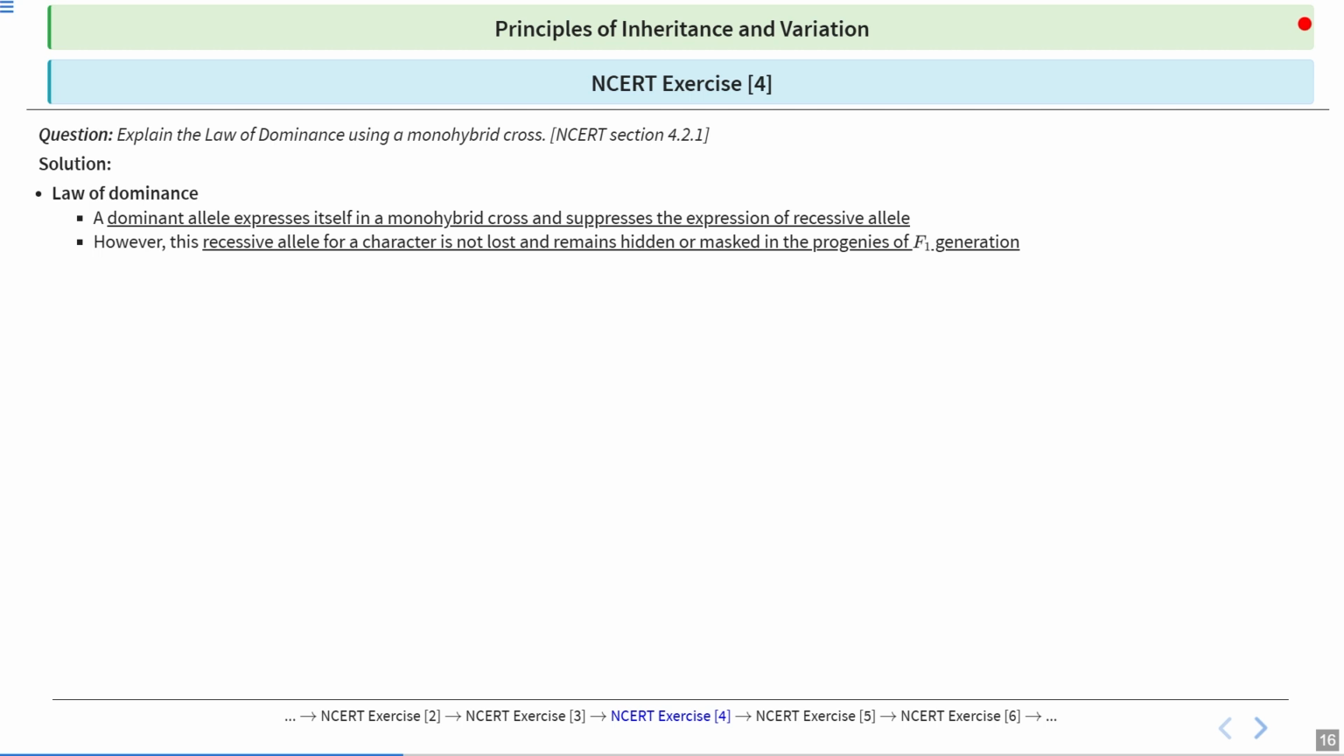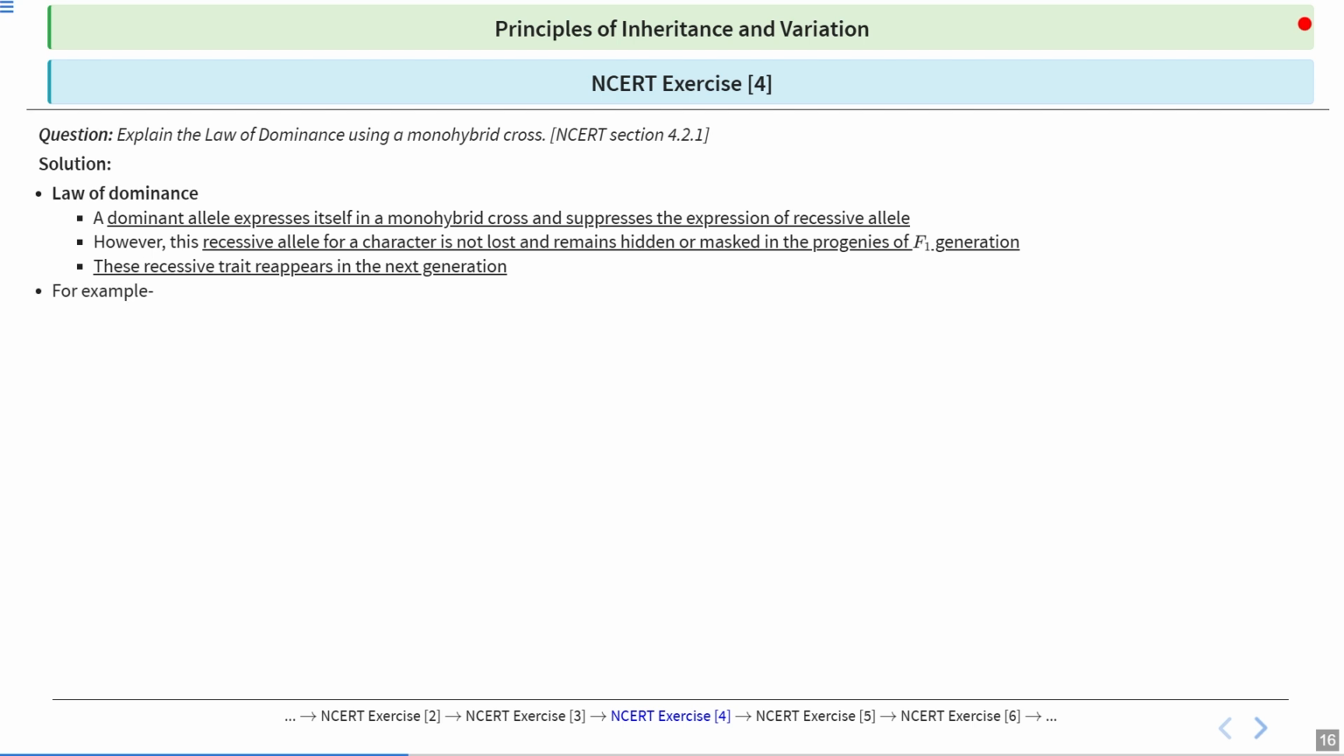That's why only the dominant trait is being observed. One of the parental traits is being observed. Clear? And the recessive trait is not observed in the F1 generation. So these recessive traits then reappear in the next generation. When selfing of the F1 is done, this trait reappears in the F2 generation. That is mainly because of the law of independent assortment.